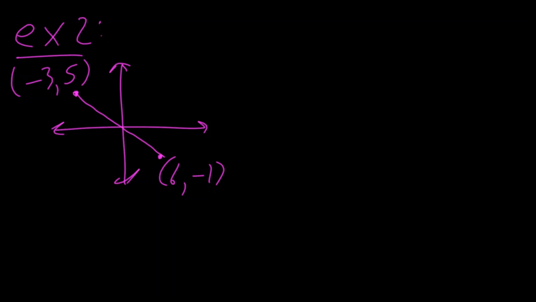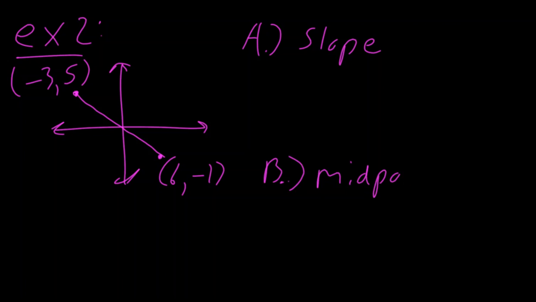Now here I want you to do two things. A, I want you to be able to find the slope. And B, as a refresher from our last lesson, I want you to find the midpoint. And remember, I might abbreviate midpoint as MP. Okay, so let's take a look at our slope. For a slope, we can use the letter M.